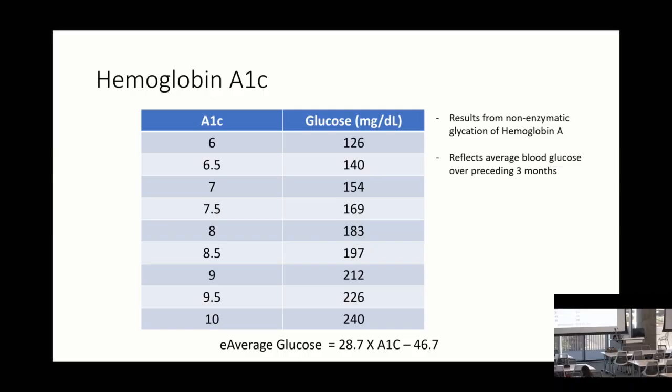You can see that A1C of 6 is equivalent to the glucose of 126, which is the threshold for what? What's 126 glucose? What threshold is that? Yes, for diabetes diagnosis. Okay, so fasting glucose of 126 or higher is diagnostic for type 2 diabetes. So here, A1C of 6 is equivalent to fasting glucose of 126, average.